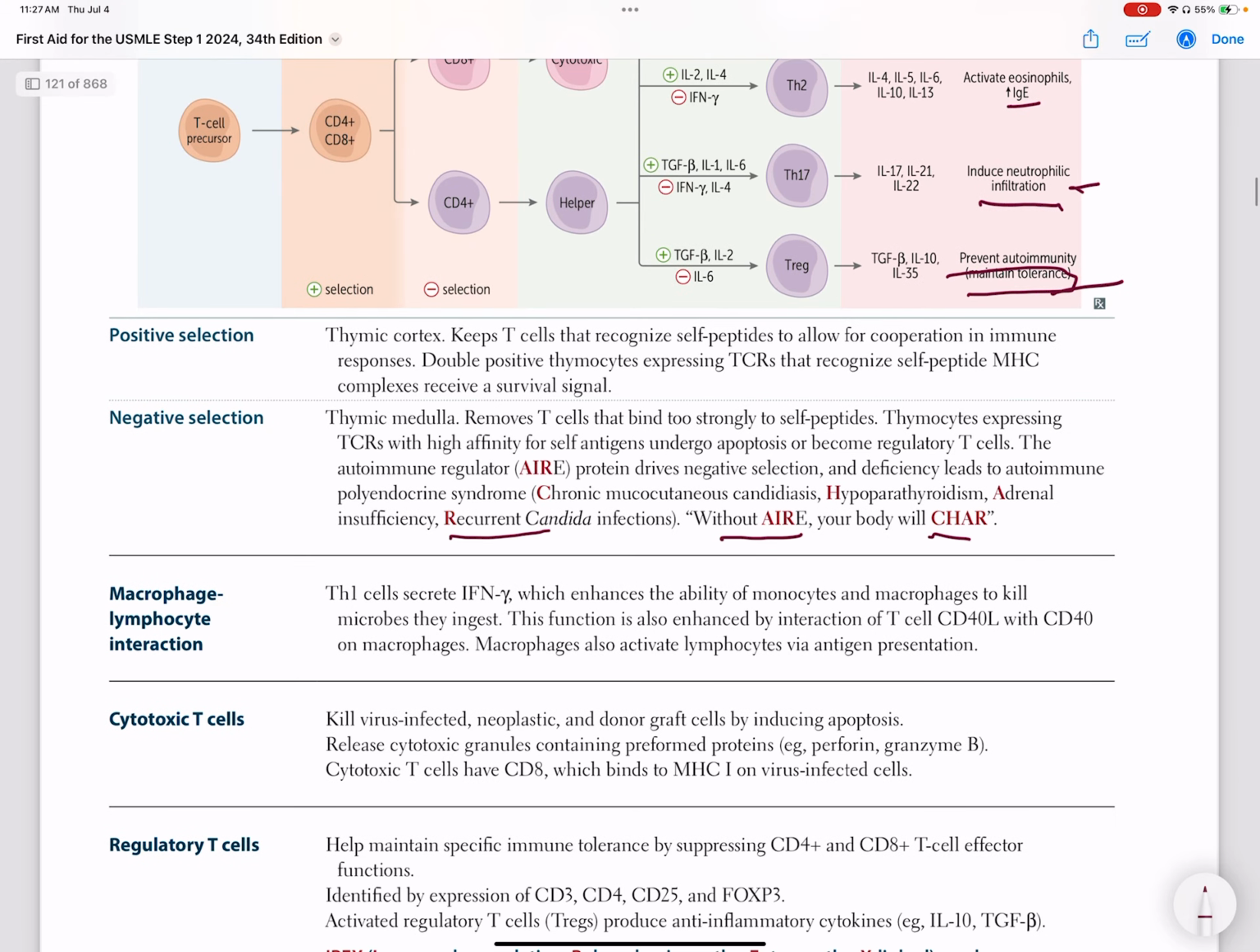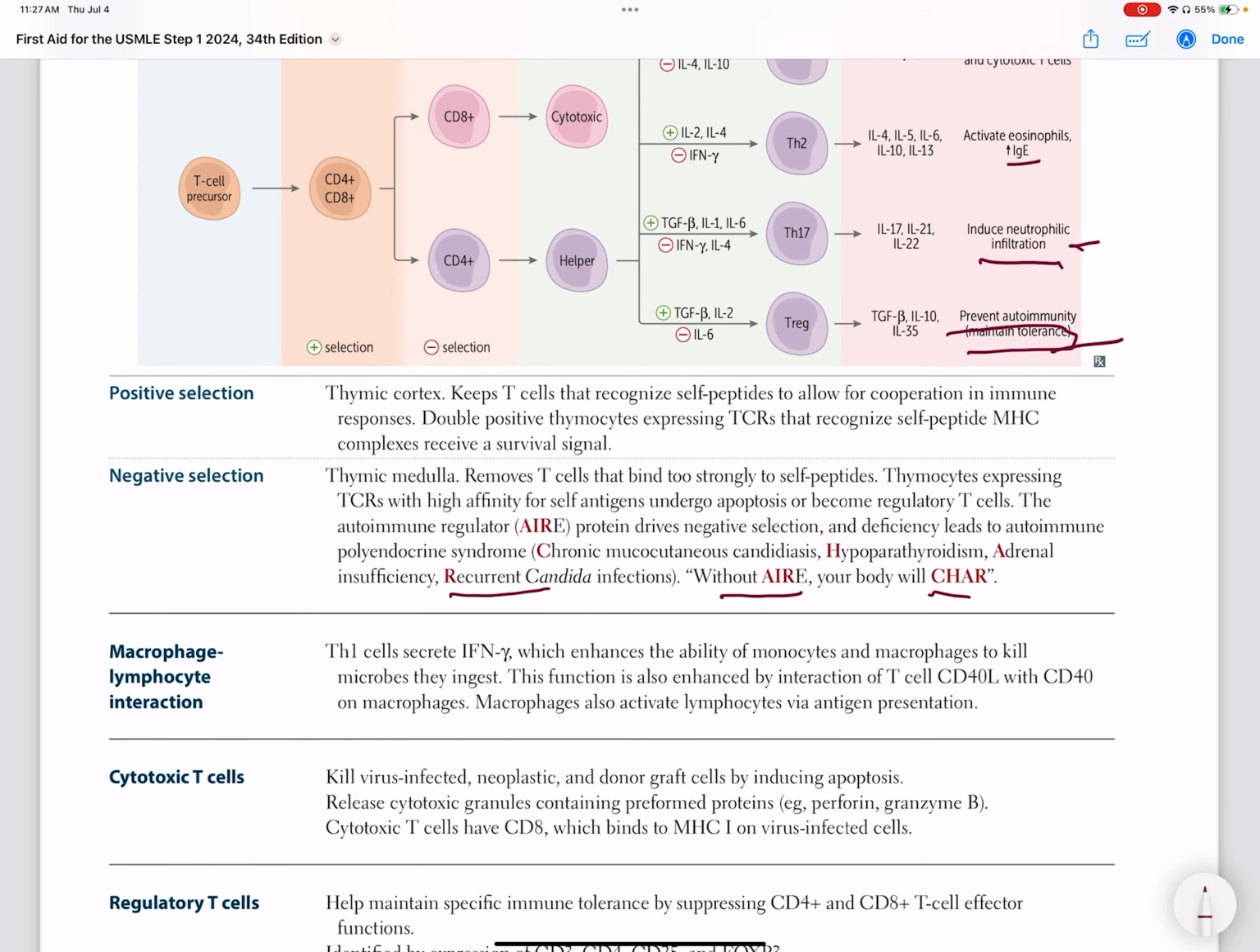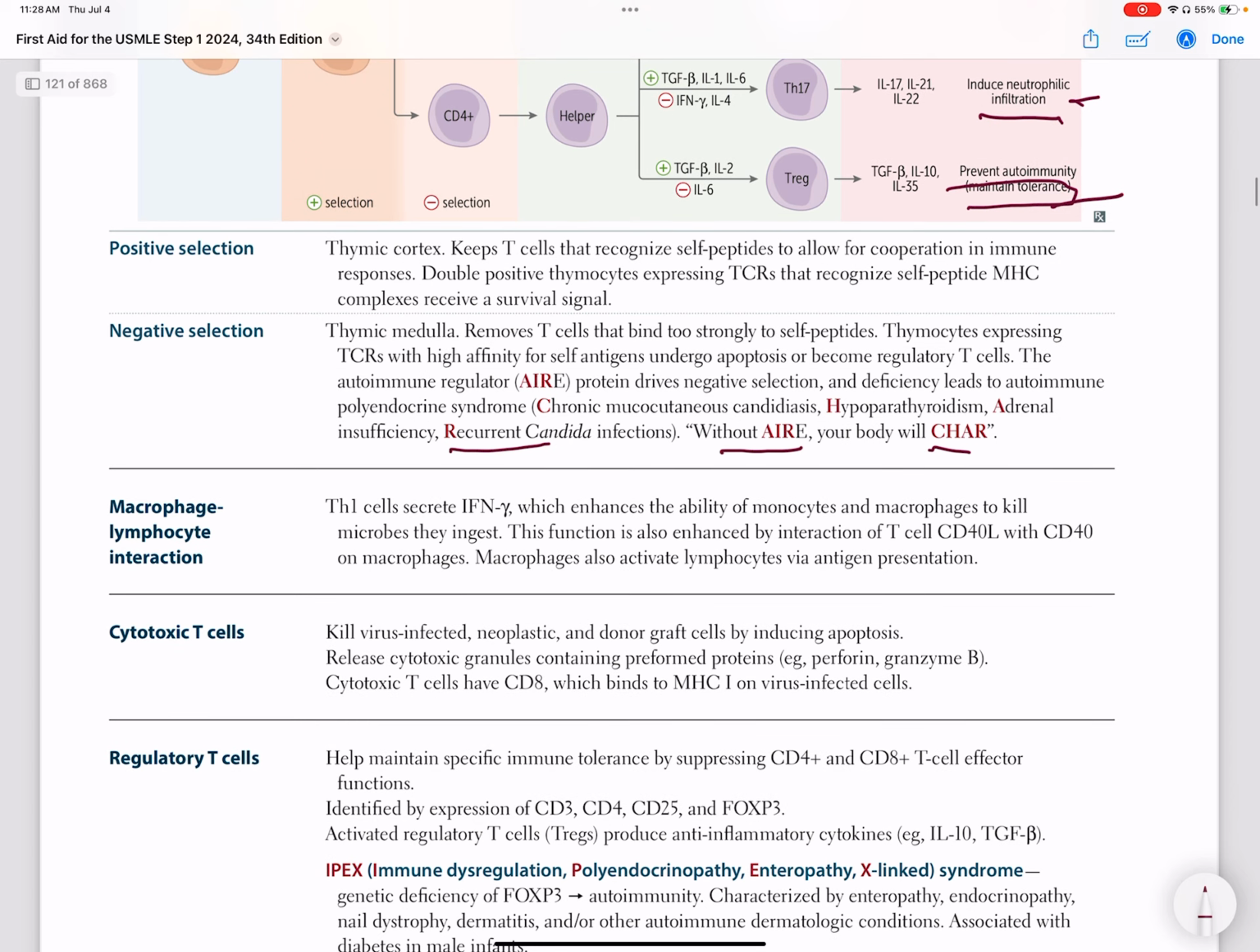Positive selection. Thymic cortex keeps T cells that recognize self-peptides to allow for cooperation and immune responses. Double positive thymocytes expressing TCRs that recognize self-peptide MHC complexes receive a survival signal. Negative selection. Thymic medulla removes T cells that bind too strongly to the self-peptides. Thymocytes expressing TCRs with high affinity for self-antigens undergo apoptosis or become regulatory T cells.